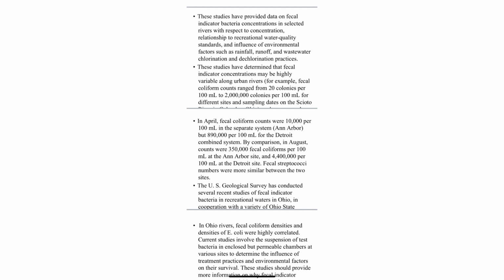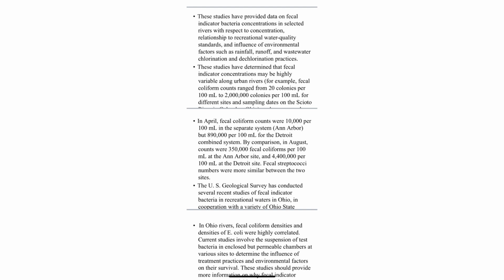Now, if I talk about the United States Geological Survey, which conducted recent studies of bacteria in recreational water, it was seen in Ohio State that the fecal density of E. coli was high. The suspension of the test includes permeable chambers and influences survival, which provide a lot of fecal indicator. So now you can easily know what the actual scenario is that we are facing with water pollution.